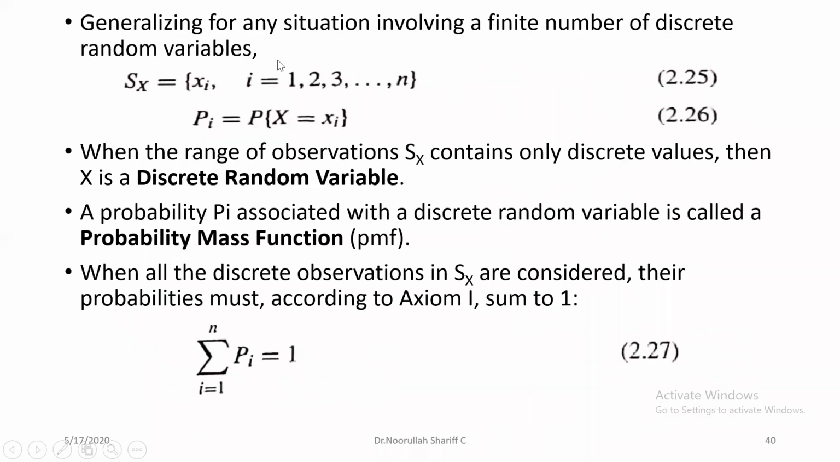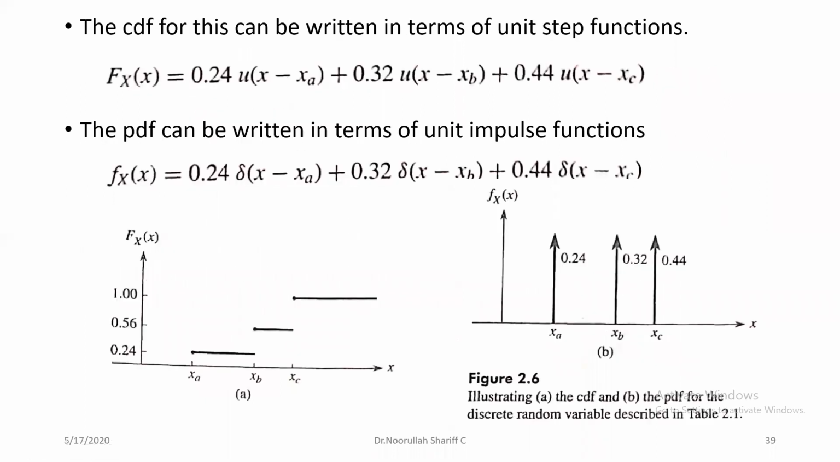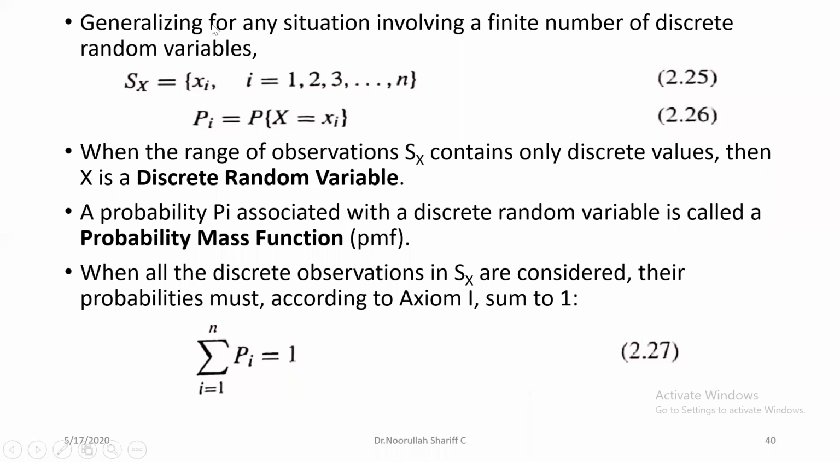So generalizing for any, that is for an example, right? What we have considered there is just an example. But generalizing for any situation involving a finite number of discrete random variables, we can just write Sx is equal to xi for i equal to 1, 2, 3 till n. So Pi will be P of x equal to xi. Probability at x equal to xi will be represented by Pi.